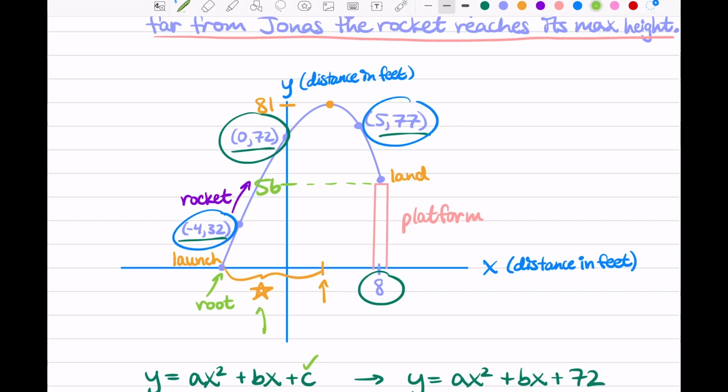Next, we need to figure out this distance. The distance from Jonas at the launch to where the rocket reaches its max height. So the rocket reaches its max height up here at the vertex. And so the x value is down here. So we just have to find that distance. Okay, so we need to figure out two things. We need to figure out where is Jonas, so where is this root, and what is the x value for our vertex. So let's take it one step at a time. We're going to start by finding the root that tells us where Jonas is.